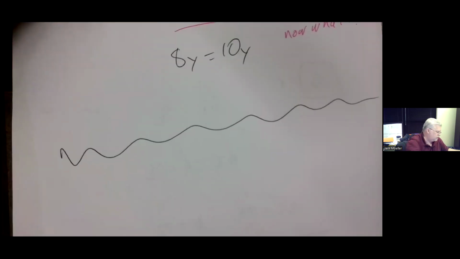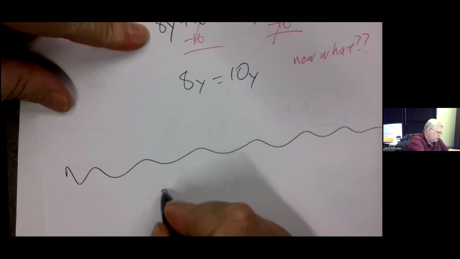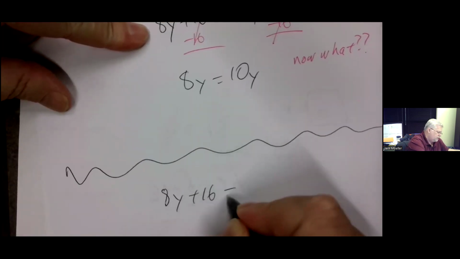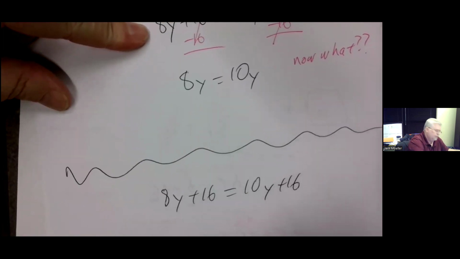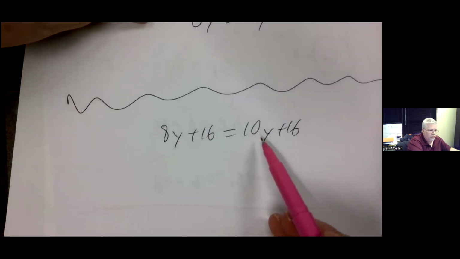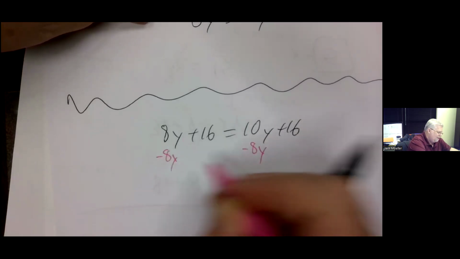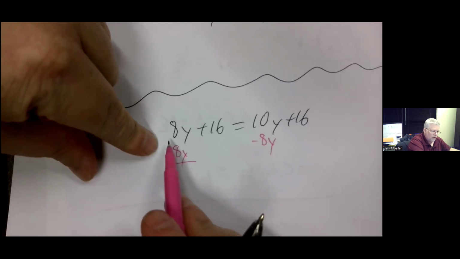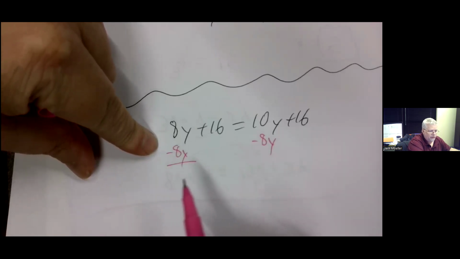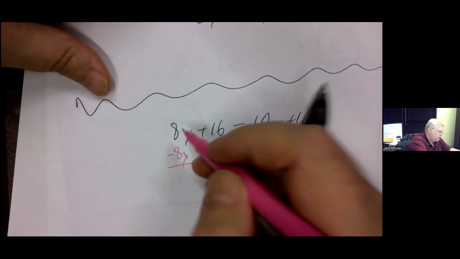All right, so I'm going to start back after we already distributed. So we have 8y plus 16 equals 10y plus 16. Okay. So we're still trying to get the variable to the right. So we're going to subtract 8y from both sides. Now, remember, if this was like negative 8y, then we'd be adding 8y to both sides. So adding, subtracting, always do the opposite when you're moving everything across.